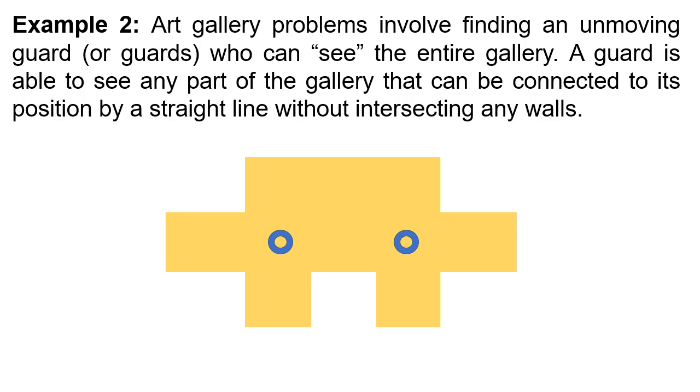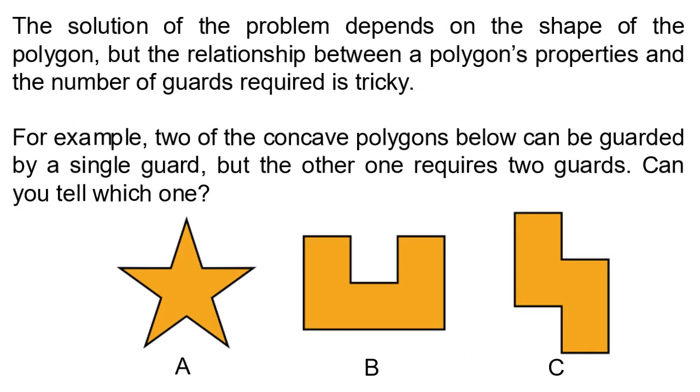Other examples are like this. The solution of this problem class depends on the shape of your gallery or polygon, but the relationship between the polygon's properties and the number of guards is quite tricky. For example, two of these concave polygons can be guarded by a single guard, while the other one requires two guards. Can you tell which of these three can be guarded by a single guard and which will be guarded by two guards?